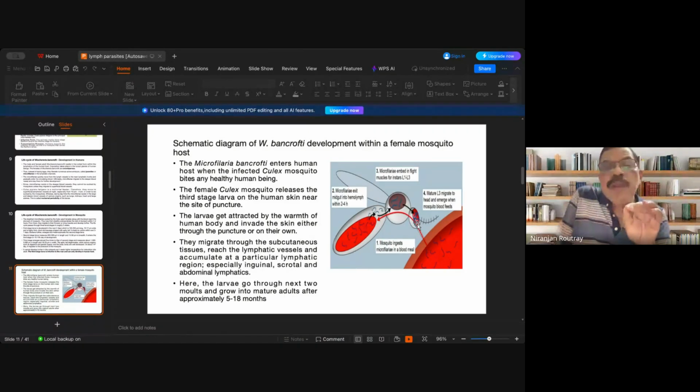So it will release the third stage larva on the human skin near the site of puncture. Puncture means where it has pierced.